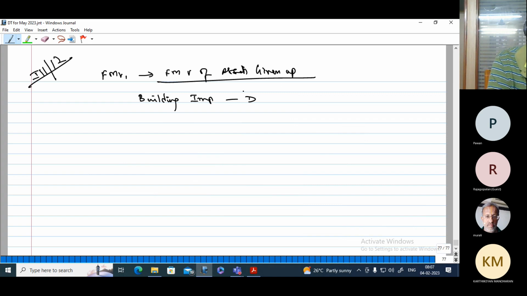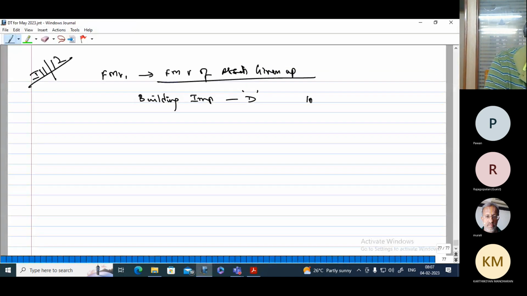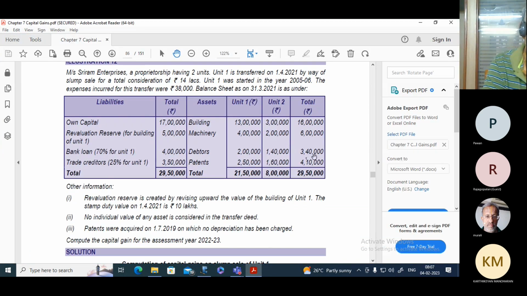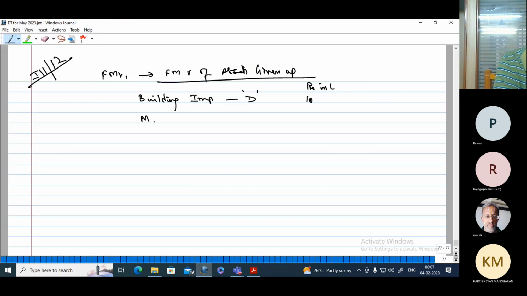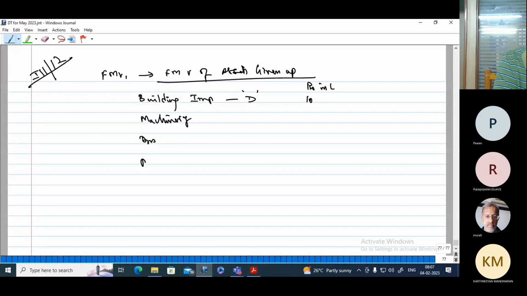Building, item number D. What is the value? Stamp duty value, 10 lakhs. Building over. Machinery, debtors and patents remain under A. Machinery, debtors and patents, all part of A.